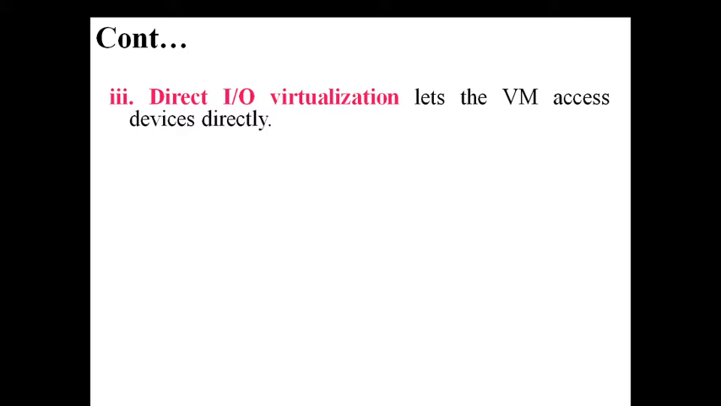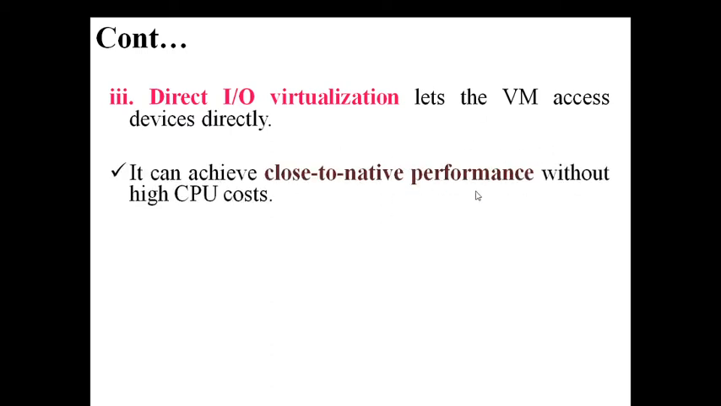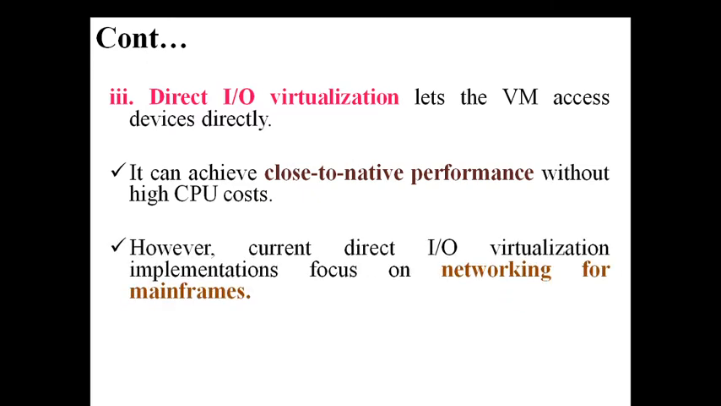Coming to the direct IO, any virtual machine can directly access our IO devices. The software for that is going to be stored in the guest OSs itself. Virtualization lets the VM access devices directly. It can achieve close to native performance without high CPU cost. So with this, there is no intervention or interruption to the original CPU. But who will take care of it? The VMs only have to take care of all the burdens and hurdles, not us or any VMM, right?